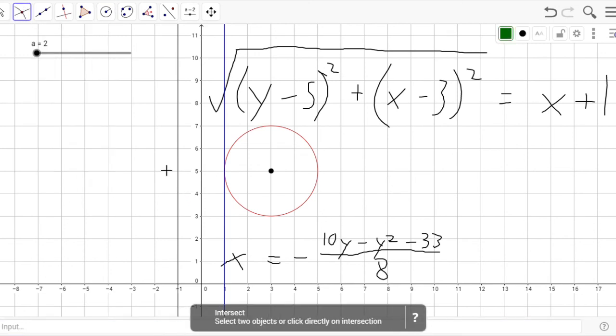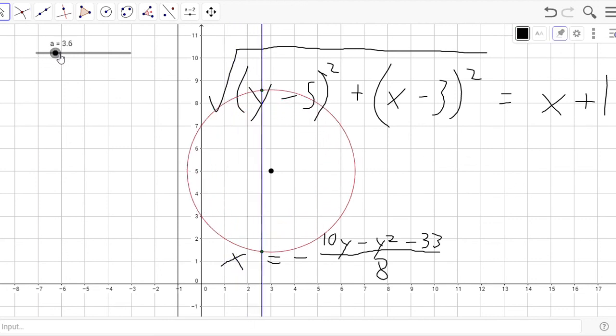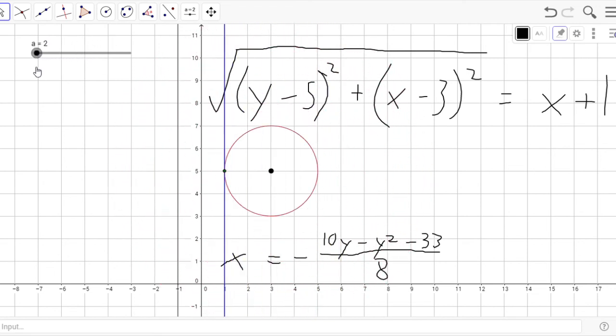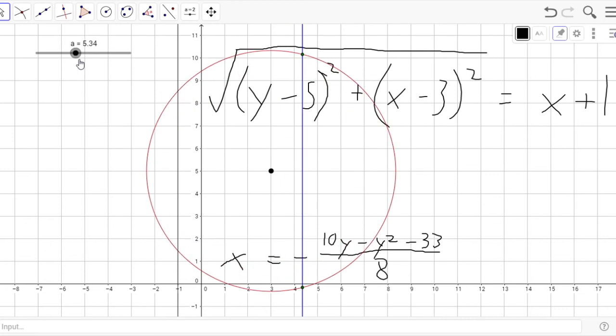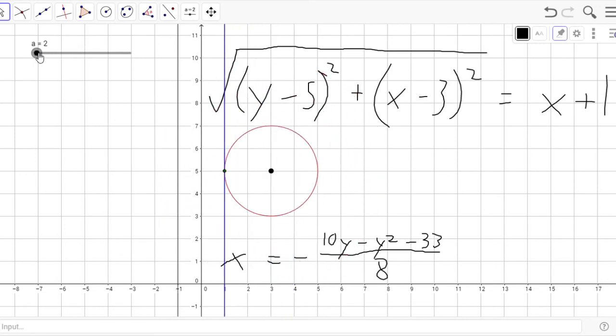So then, if we find where these two intersect and we change a, we can watch the points where the line and the circle intersect, which means they are equidistant from here and here. We can see it trace the outline of our parabola.